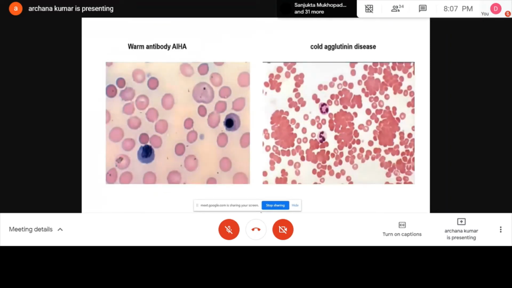So this is what I'm showing you here. This first slide is of warm antibody AIHA. What are we seeing here? Look at these spherocytes. You can hardly see any central pallor. What happens is that gradually, because of the antibody attack, the membrane gets bitten off and the membranes become smaller and smaller. Therefore, these become spherocytes. So we are getting a lot of spherocytes in this slide.